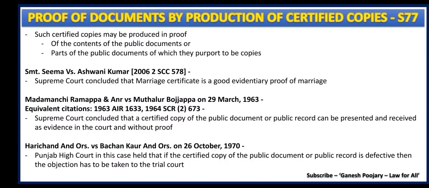Now why are we taking these certified copies? The answer is we cannot bring all original public documents in front of the court because this belongs to the public. So we can only bring the certified copies which are almost equal to the original copies, and we have to prove along with that. That is about section 77, and here we have three important case laws.